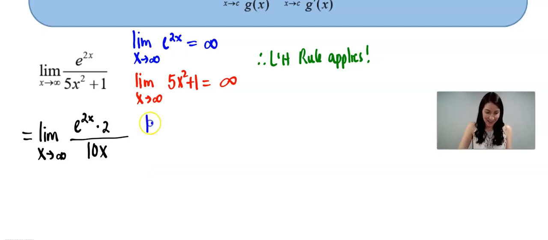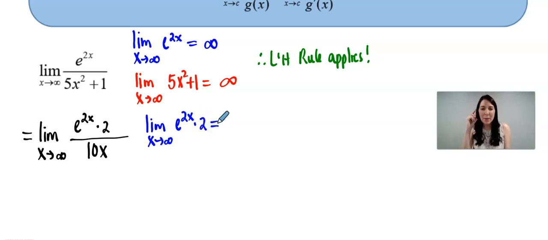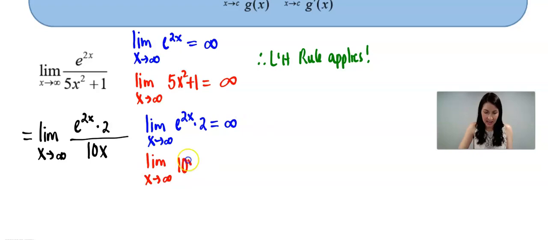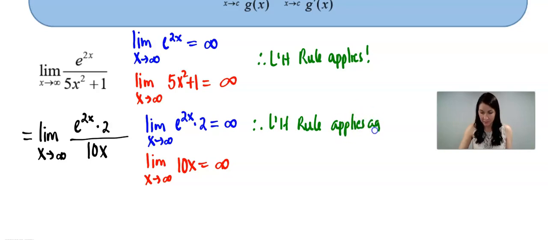Let's do it. So the limit as x approaches infinity of e to the 2x times 2. In my head, I'm thinking, okay, that would be e to an enormous number times 2. I would get infinity. And then the limit as x approaches infinity of 10x. I'm thinking in my head, 10 times infinity, again, an enormous number. So therefore, L'Hopital's rule applies again. All right, let's go for it.